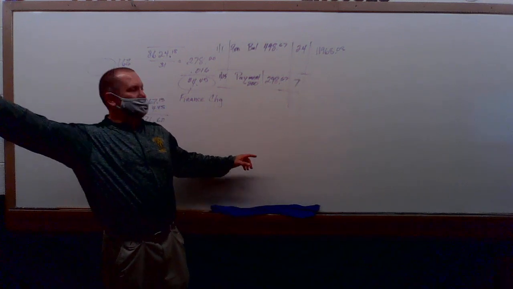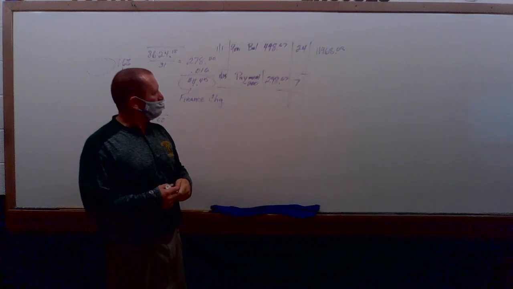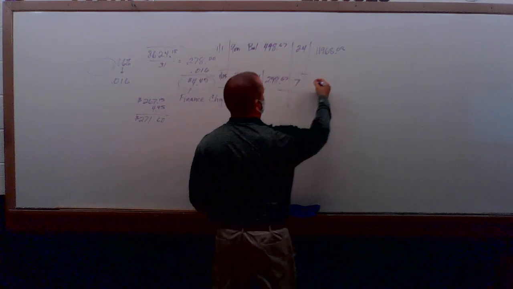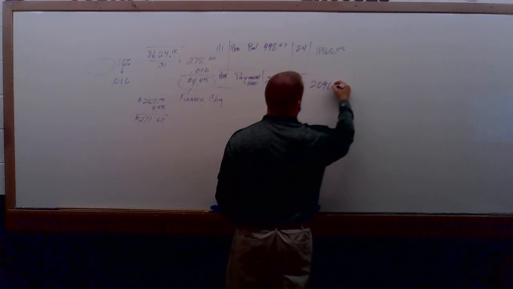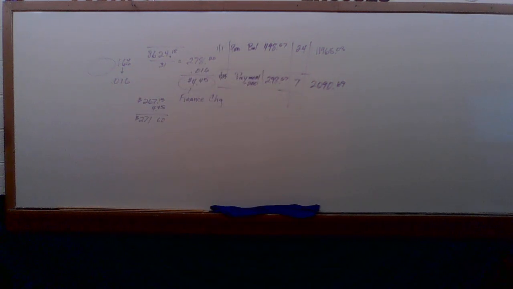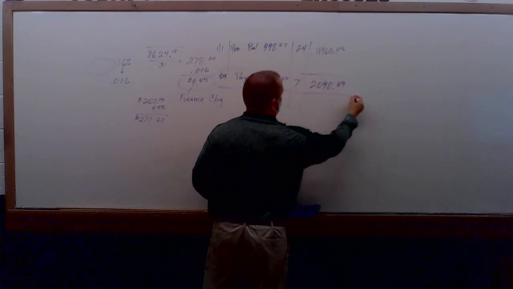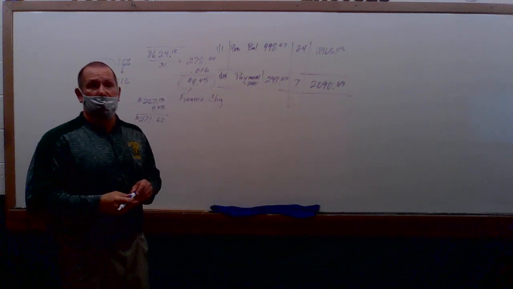All right. Jeffrey, 298.67 times 7. 2090.69. Everybody else? Yes. Donald, your phone works a lot better than your calculator. Everybody good?